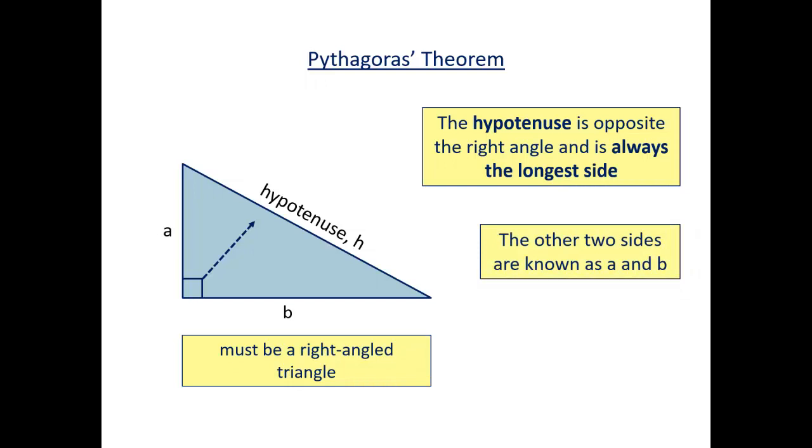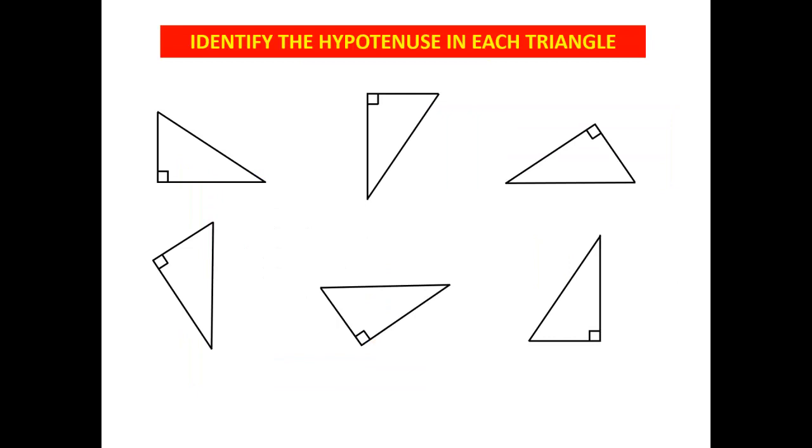Now, the first thing you must be able to do is to identify which side is the hypotenuse. The triangles aren't always in that nice orientation that you see there. So have a little look at this exercise. What I want you to do is to identify which of the three sides in the triangles is the hypotenuse. Okay, so press pause, have a little go, press play when you want the answer.